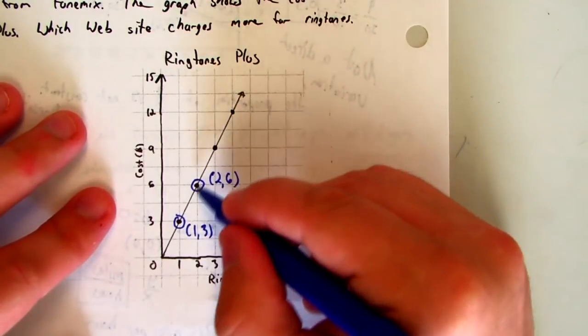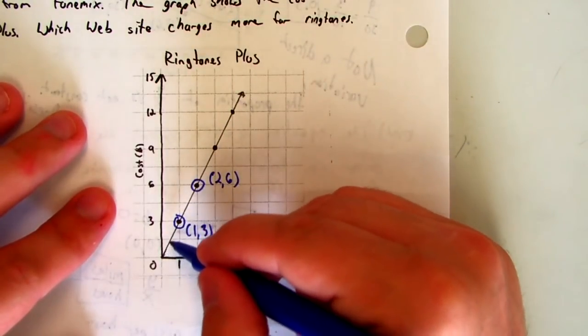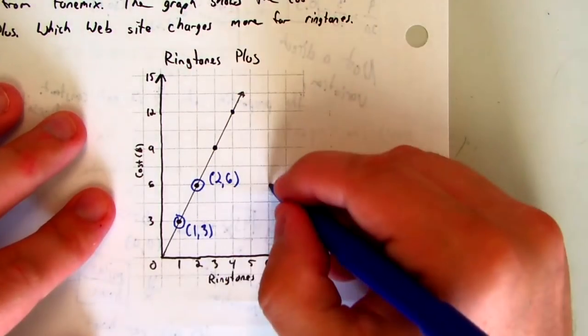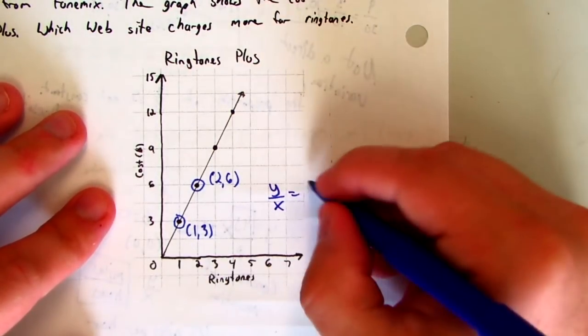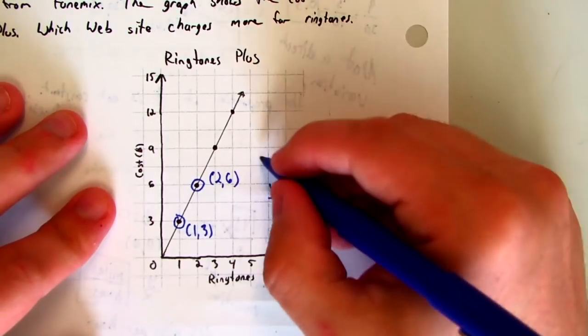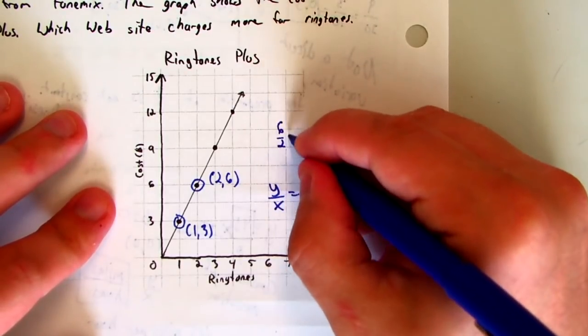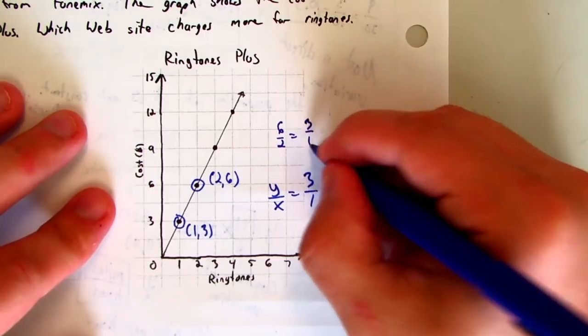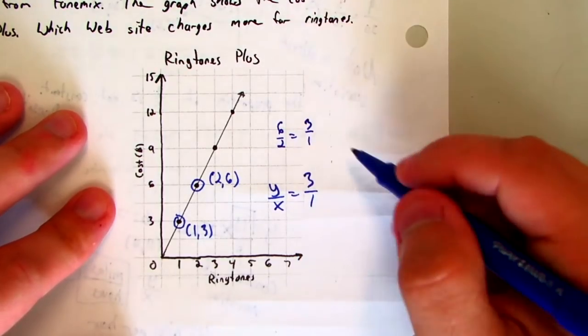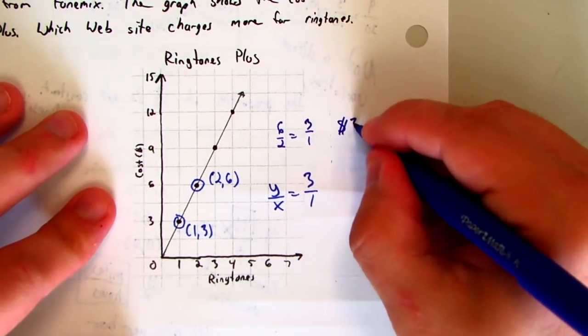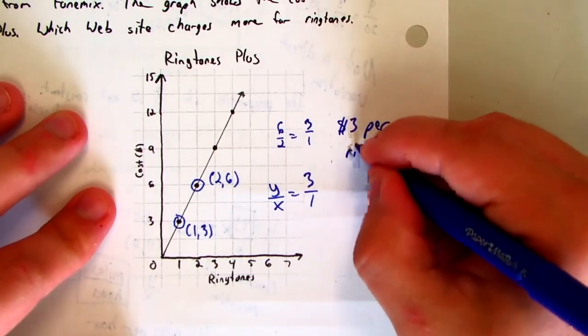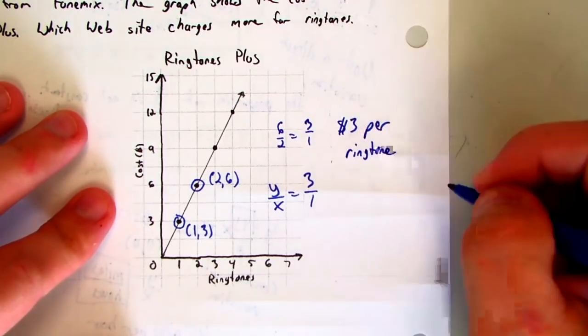If this is a direct variation, and it looks like it is because it's a straight line that goes to the origin, I should simply be able to do y divided by x, which would be 3 over 1. This one here would be 6 over 2, which also simplifies to 3 over 1. And what this slope represents is $3 per ringtone.